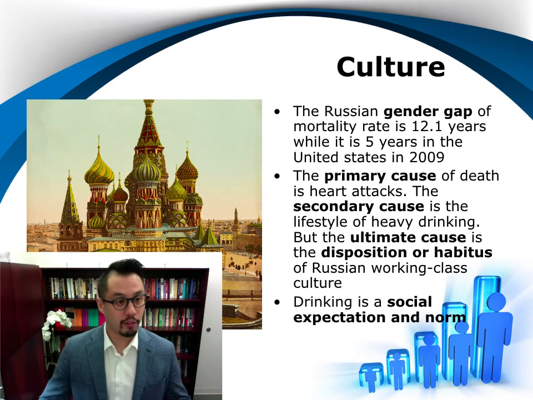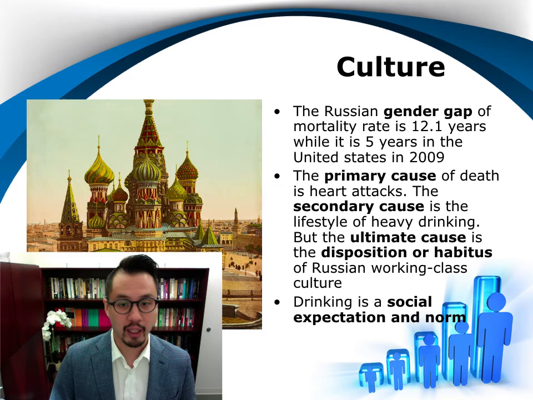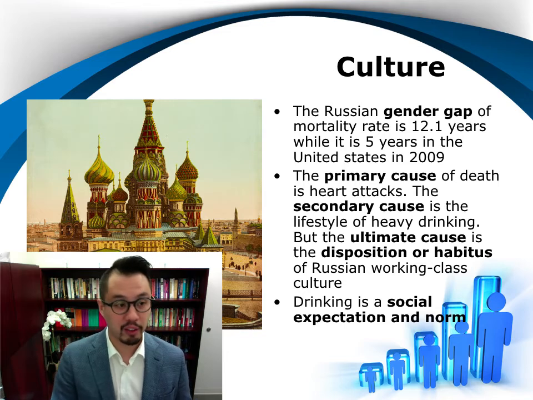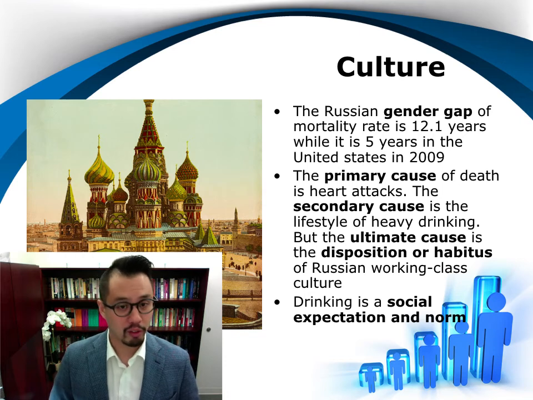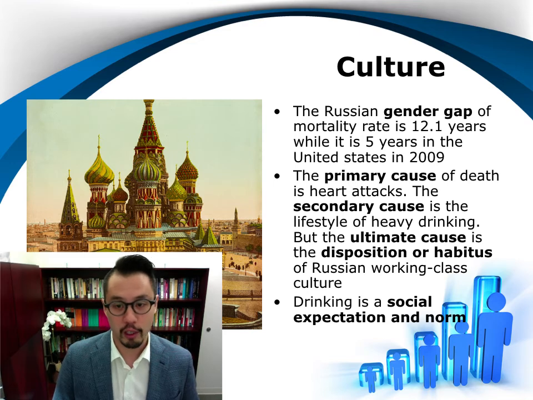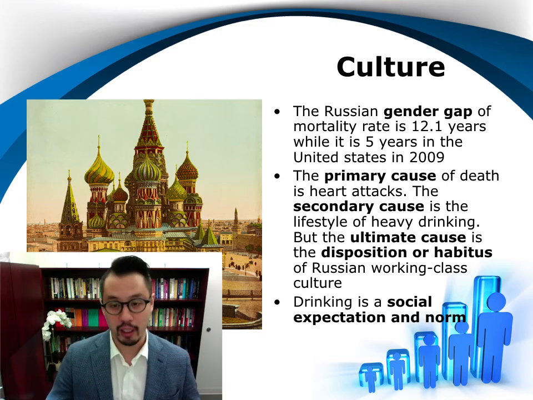Culture is another important factor that is closely associated with socioeconomic status. One famous example is the Russian gender mortality gap, which is about 12.1 years. That is to say, Russian men live about 12 plus years less than women, whereas that gap is only about 5 years in the United States. So there is a mortality crisis for Russian men. Research has shown that the primary cause of death is heart attack, and the secondary cause is the lifestyle of heavy drinking.